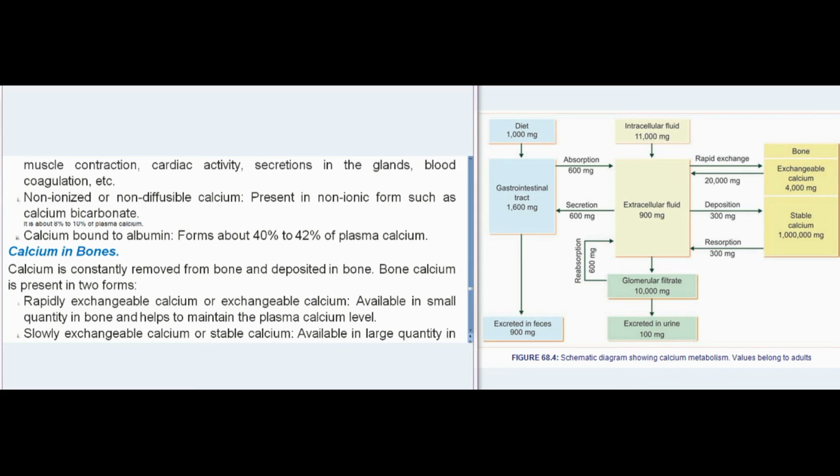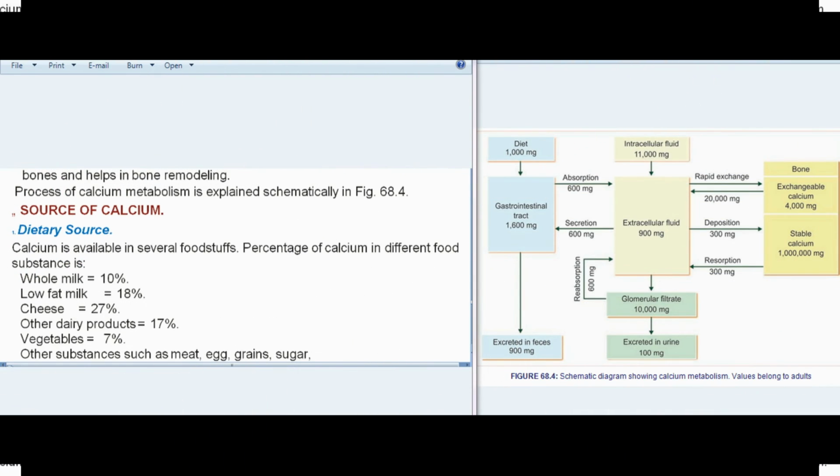Calcium in bones. Calcium is constantly removed from bone and deposited in bone. Bone calcium is present in two forms: rapidly exchangeable calcium or exchangeable calcium, available in small quantity in bone and helps to maintain the plasma calcium level. Slowly exchangeable calcium or stable calcium, available in large quantity in bones and helps in bone remodeling. Process of calcium metabolism is explained schematically in Fig 68.4.